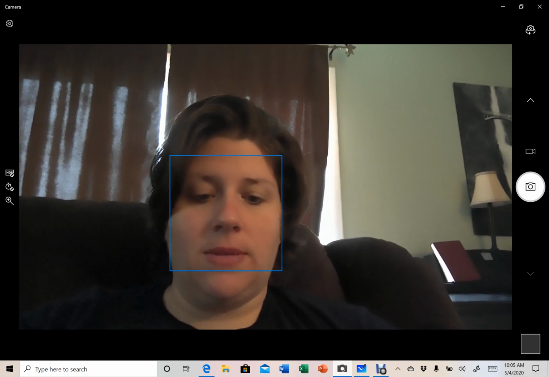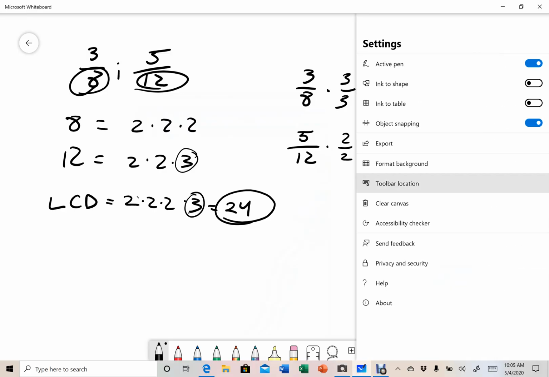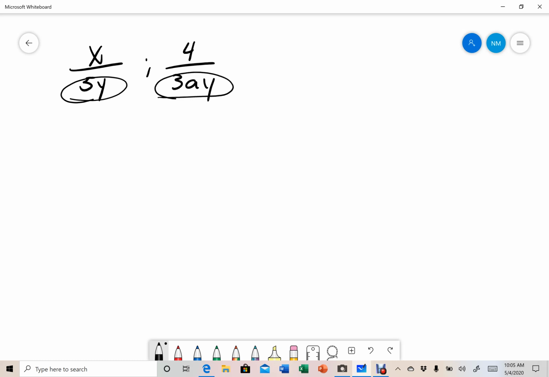Now let's throw in some variables. Okay, the same process, but what happens when we have variables? So let's say I have x over 5y, okay? And then I have 4 over 3ay. I'm still taking my denominators and factoring them out. So my first denominator, 5y, my factors are 5 and y, okay? My second denominator of 3ay, my factors are 3, a and y, okay?